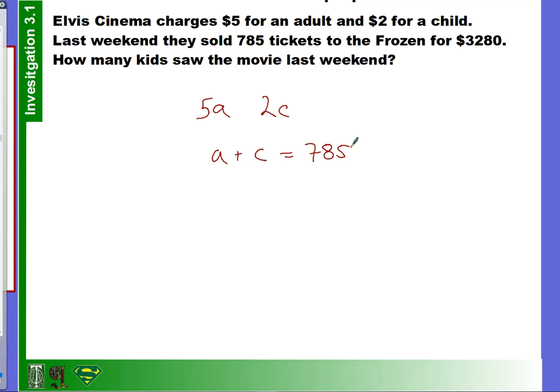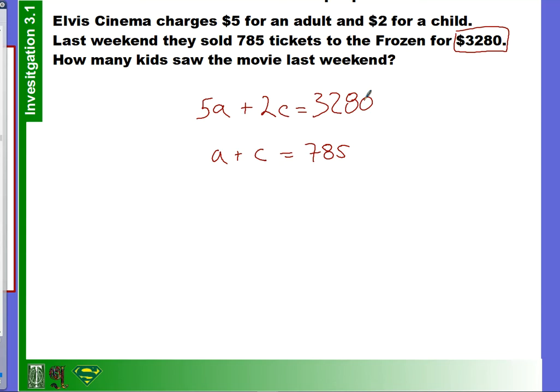Okay, and then moving on, and for a total of $3,280. So that means if I add the amount that the adults paid plus the amount that the kids paid, I'd get a total of $3,280. So now I have two equations, and they're both in standard form.